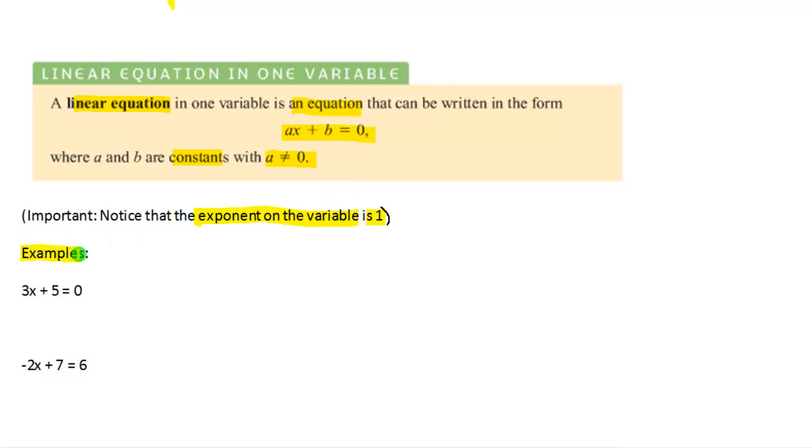So here are some examples of linear equations. The equation 3x plus 5 equals 0 is linear. Notice it's in the same form as our definition, with a equal to 3 and b equal to 5. And again, notice that our variable x has exponent 1.